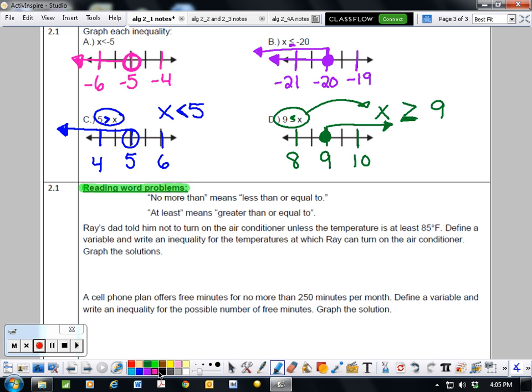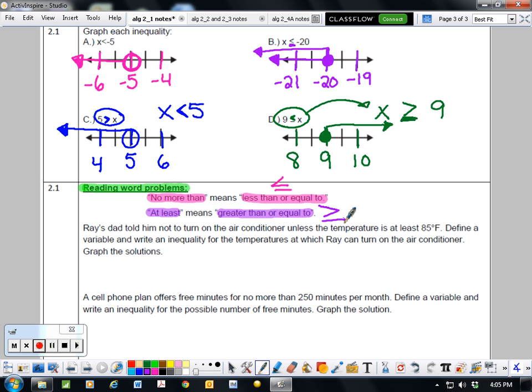No more means less than or equal to. And if you need to, right above it, write the less than or equal to symbol. Okay, for our next one, at least means greater than or equal to. So that's going to look like greater than or equal to. So we've got 2 sample story problems.